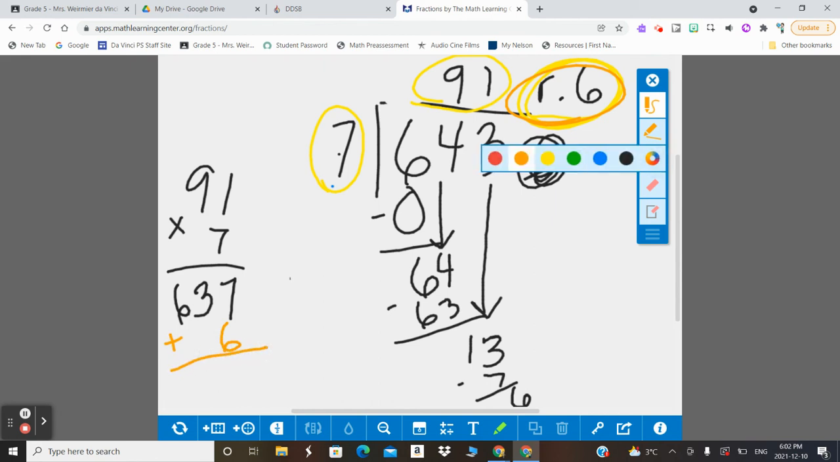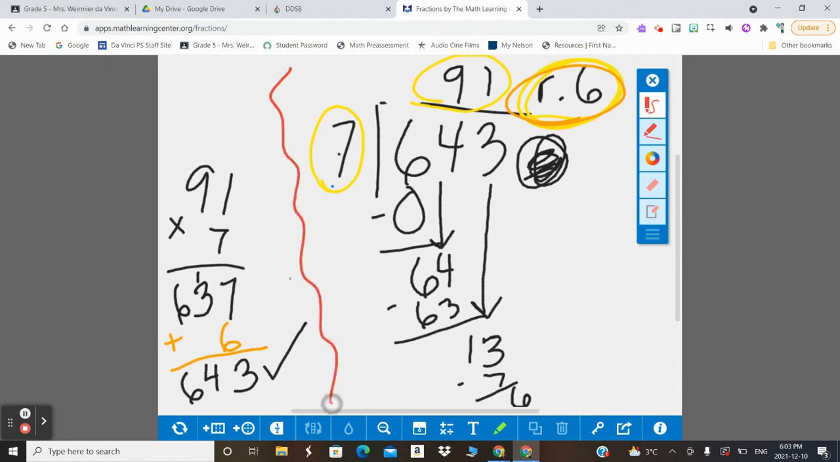And now I can do that. So 7 plus 6 is 13. Carry my 1, or regroup my 1. 1 plus 3 is 4, and 6 plus nothing is that. So I can be confident that my answer is correct because I used the opposite operation, just like we did with, I'll draw this line. So here's my division, and to check it, I did my multiplication.